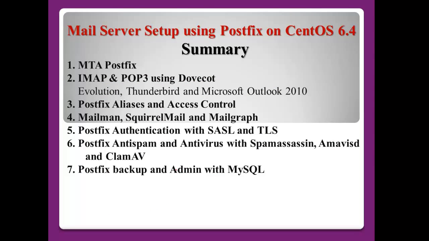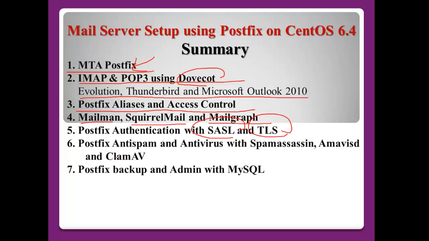Okay, so far I explained Postfix as the main topic. In part one I explained the MTA Postfix, how to install Postfix and how to configure it as well. In part two I explained IMAP and POP3 using Dovecot, and the Evolution, Thunderbird and Microsoft Outlook 2010 mail clients. Part 3, Postfix analysis and access control. Part 4, Mailman as a mailing list, SquirrelMail as the webmail and MailGraph as well. Part 5, Postfix authentication using SSL and TLS. Part 6, Postfix anti-spam and antivirus with SpamAssassin, Amavis and ClamAV. In the last video, I explained the Postfix backup mail server and the Postfix admin using MySQL.